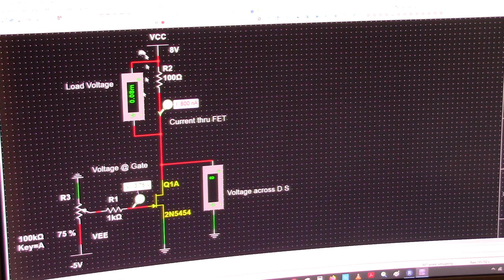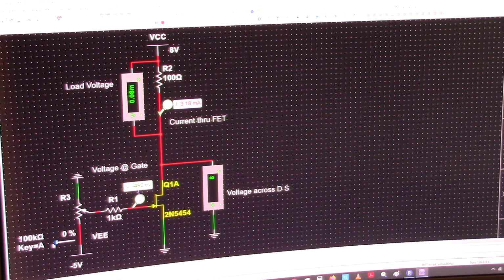And you also notice that this voltage here is 0.08 millivolts. Such a small voltage. It's almost negligible.